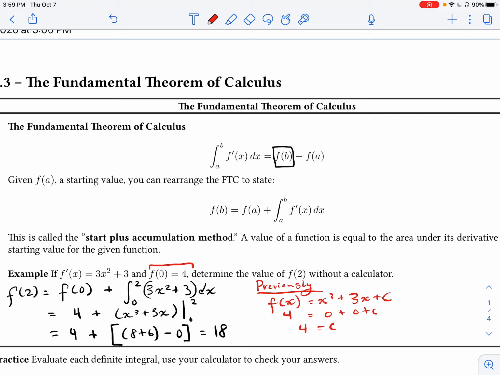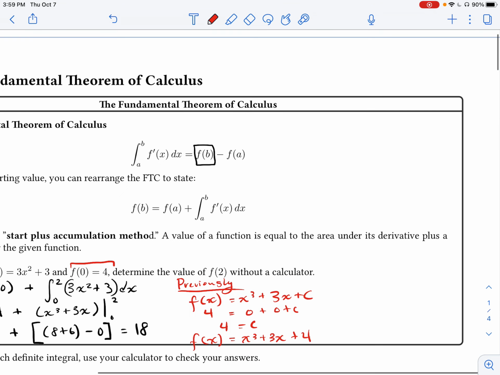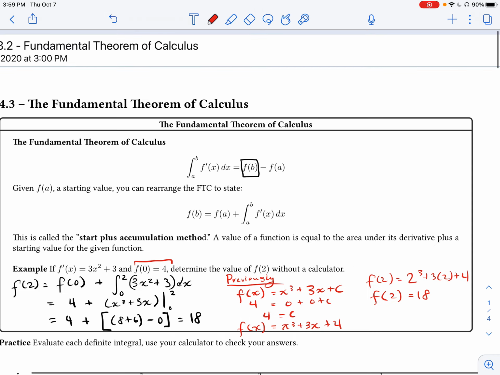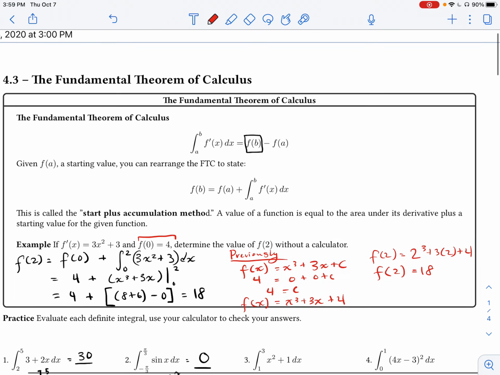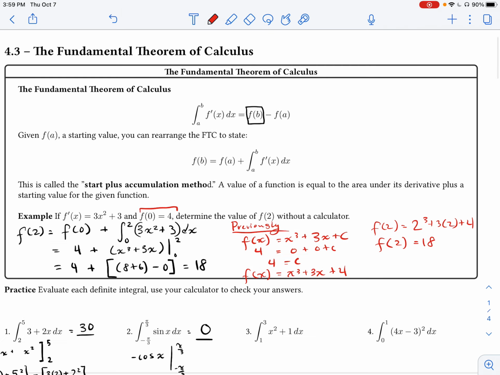And then we can say, all right, now that we know what c is, our function clearly is just f of x is equal to x cubed plus 3x plus 4. And then we would have to plug in f of 2 to find what the value is when we plug in 2. So 2 cubed plus 3 times 2 plus 4. And this is all equal to the same thing. Okay? So it's just another way of doing this, but it is one of the applications of the fundamental theorem of calculus. Okay? All right.